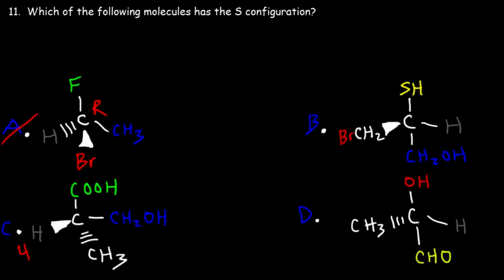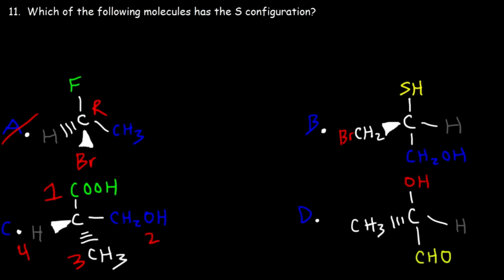Now, between these 3 groups, they all start with a carbon. But the CH3 doesn't have an oxygen, so this is going to be group number 3. Between these two, which one will have a higher priority? Well, the carboxylic acid has more oxygens than the alcohol. So therefore, that's going to be group number 1, and this is going to be group number 2.